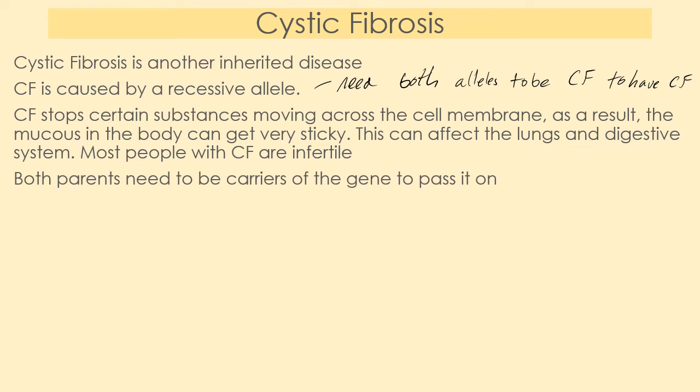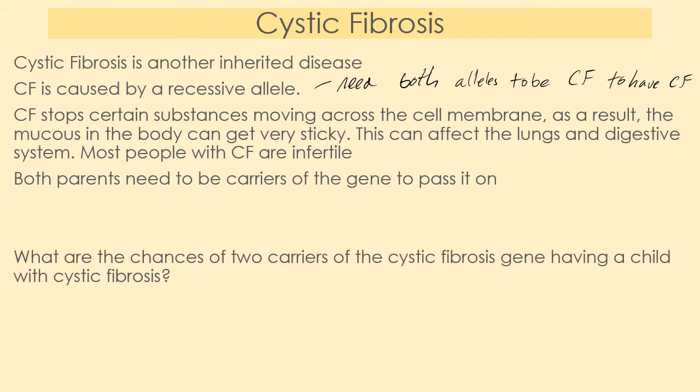Now, because it is recessive, we need both parents to be carriers of the gene to pass it on. Because they're carriers, they have the gene, but because it's recessive, they're not affected by it. So we're going to have a look at the chance of two carriers of the cystic fibrosis gene having a child with cystic fibrosis. We'll use a big C for the normal gene and a little c for the CF gene. So we'll have a big C and a little c, a big C and a little c. So both parents are heterozygous, and we'll see what happens.